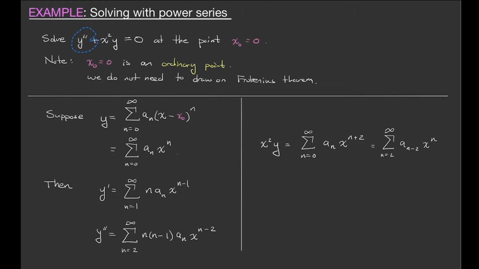Now, in the differential equation, we'll have just y double prime. So we list that just for reference. And in particular, we again change the index so that what we have is x to the n. Notice in both of these cases, we have x to the n.